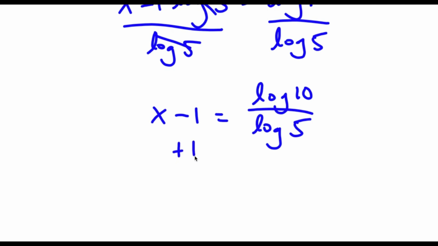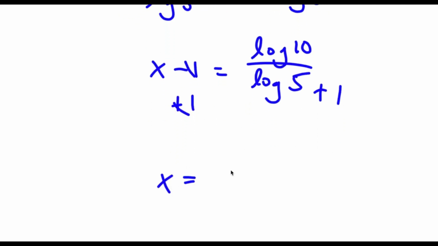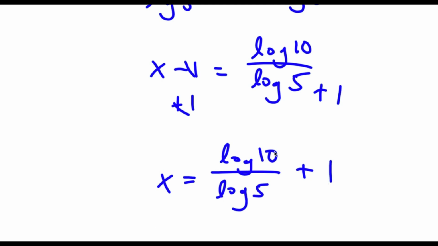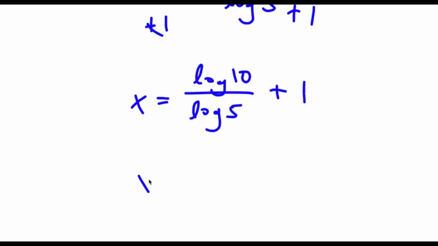So now I'm going to go ahead and add 1 on both sides. So I have x is equal to log 10 over log 5 plus 1. Now log 10, this is the same thing as 1. So now I have x is equal to 1 over log 5 plus 1.